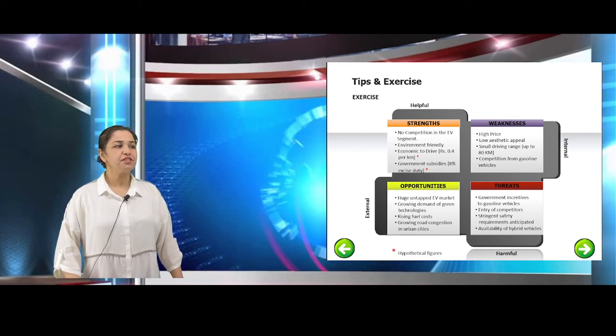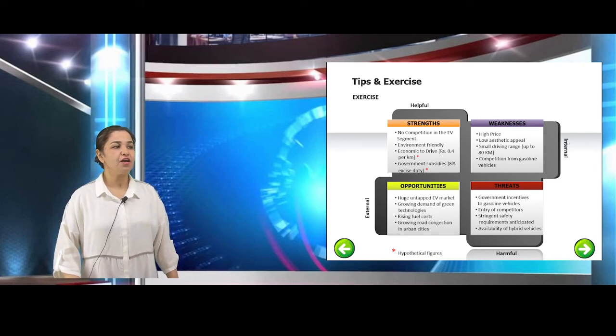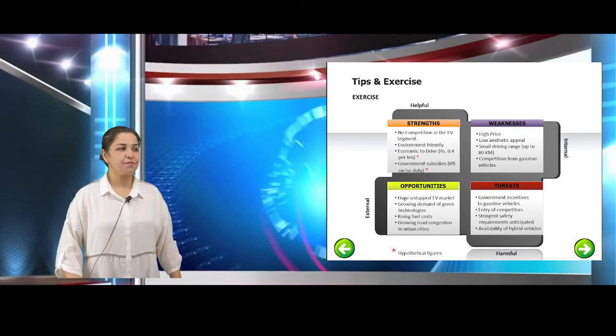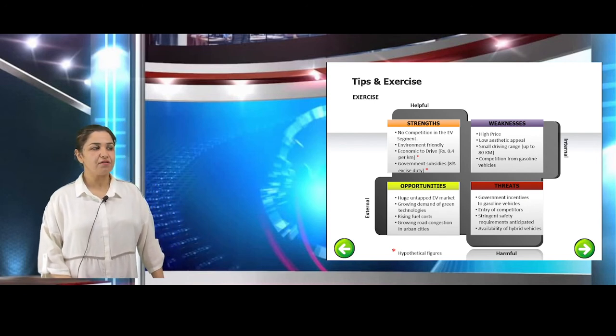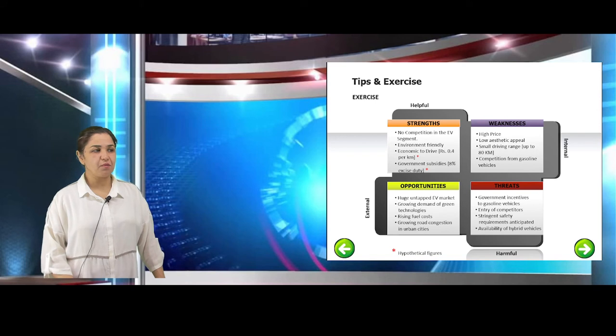No competition in the segment. Environment friendly, economic to drive, government subsidies. So these are the strengths part of your automobile company.